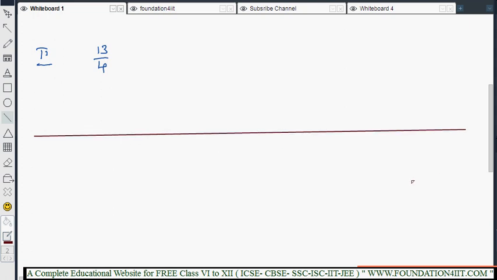So take the number line. Mark any point 0 and 1. Okay, 13 by 4, if you convert into a mixed fraction, is 3 1 by 4. 3 1 by 4, because you can do the division: 13 divided by 4. 4 threes are 12, remainder is 1.